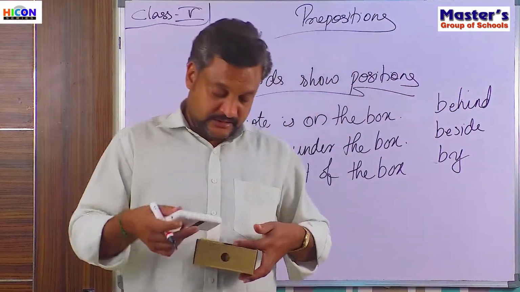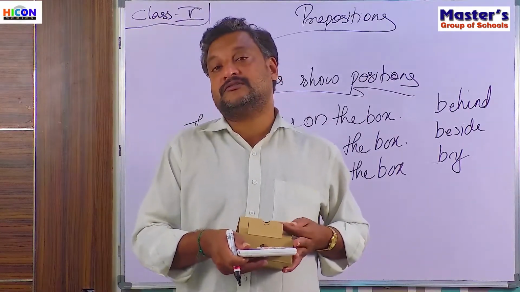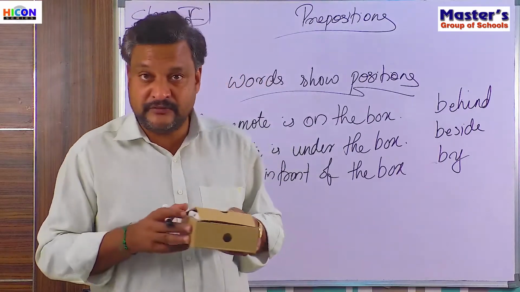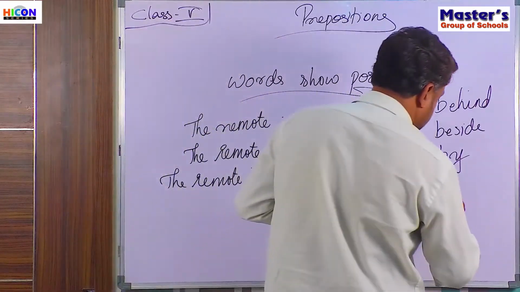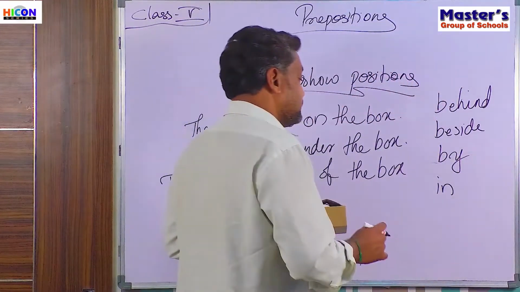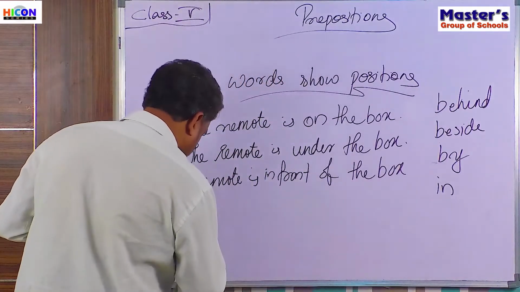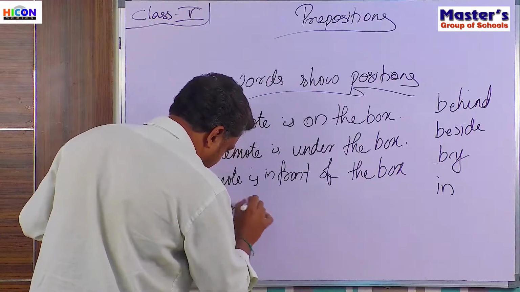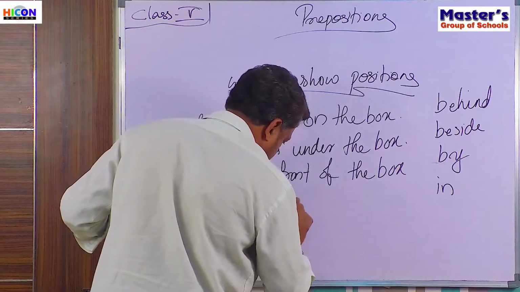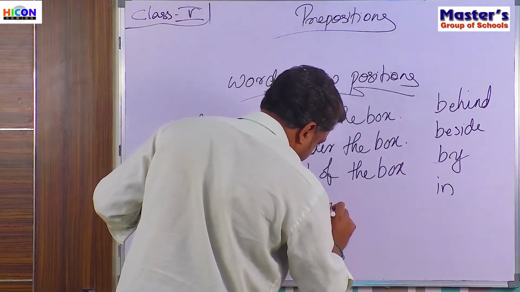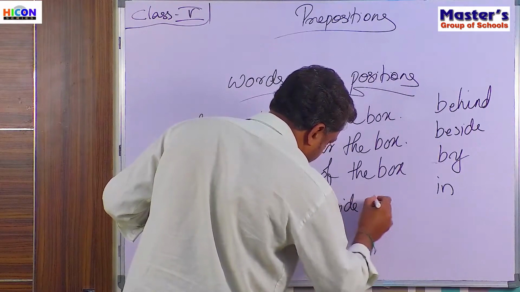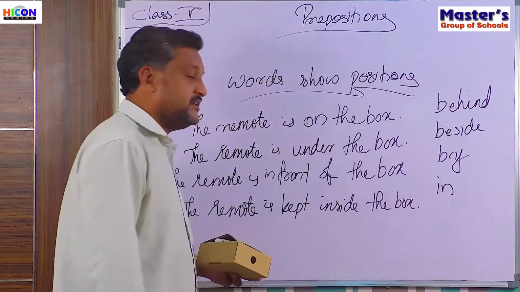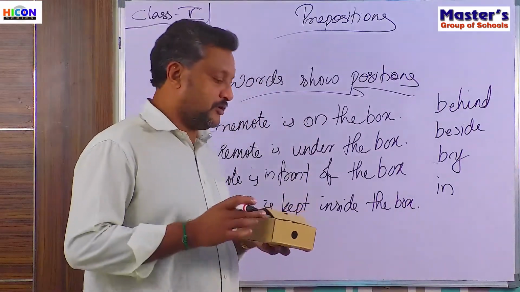And if I open the box and keep it here, then what do we say? The remote is in the box, or we can say the remote is kept inside the box. The remote is kept inside the box.